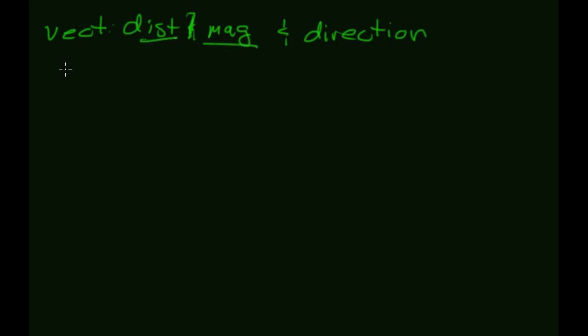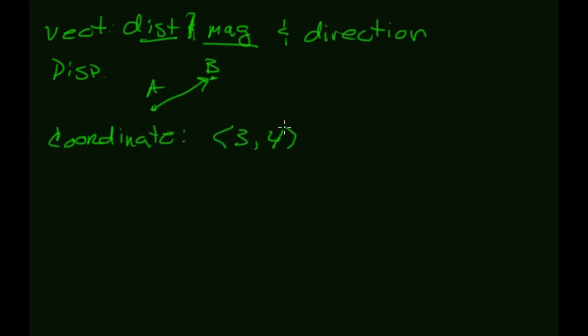Okay, so let's recap here. We have learned what a vector is. A vector is something with a distance, or sometimes we call that a magnitude, and a direction. A displacement vector just says it's a vector that tells how I move from one point to another. We have coordinate representation, so I can have a vector 3, 4, which means go to the right 3 and up 4.